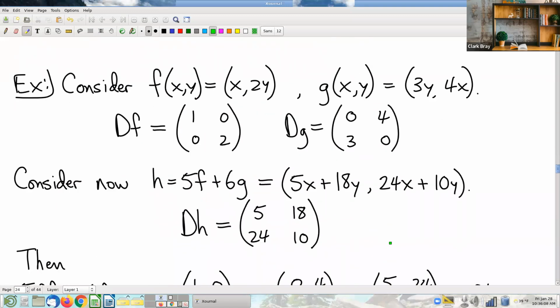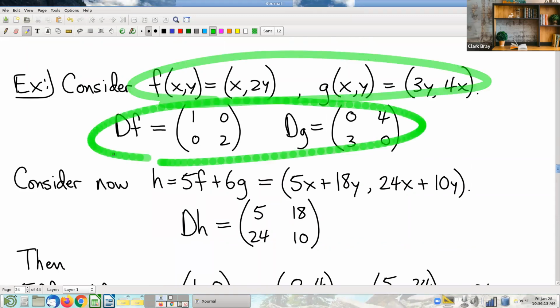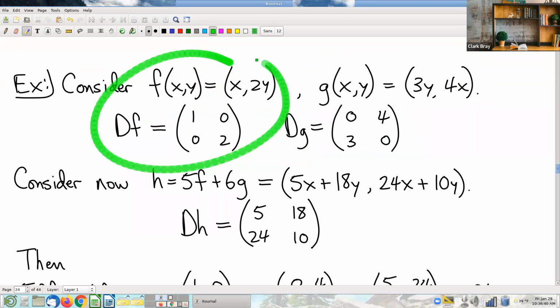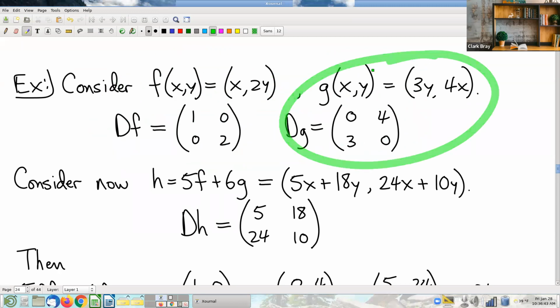So I'm just going to give you an example. Here's a couple of functions. I can write down their derivative matrices. No sweat, right? Taking the various partials. Make sure to remember, by the way, it's easy to kind of lose track with all that's going on, but this is what you get when you take the x partials, right? And then this is what you get when you take the y partials of all the various components. Okay, so anyway, function, derivative matrix, function, derivative matrix.